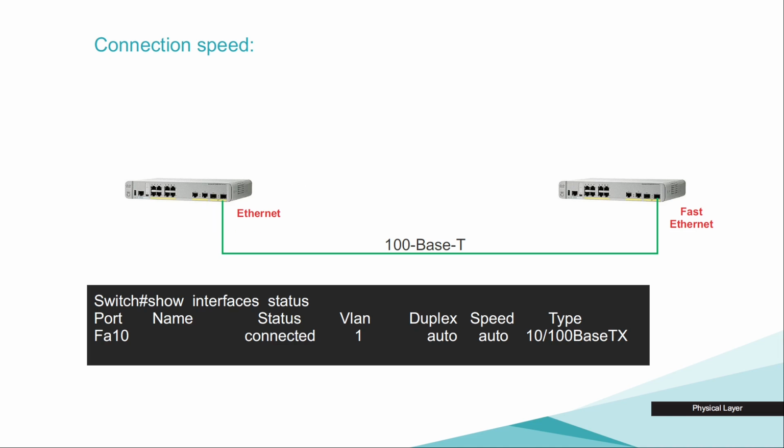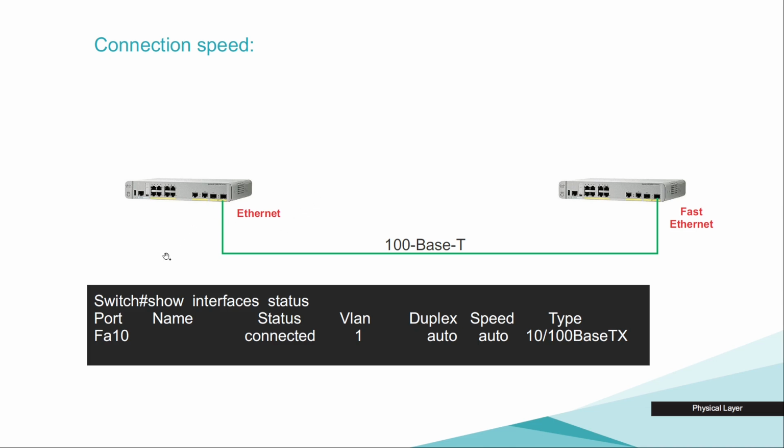So it will be 10 megabit per second. The reason for that is that this interface will not be able to transmit or receive data faster than 10 megabit per second. However, as you can see, our cable is 100 base and this interface is a Fast Ethernet. However, this interface cannot transmit and receive data faster than 10 megabit per second. So there is a protocol working behind the scenes. This protocol is called auto negotiation.